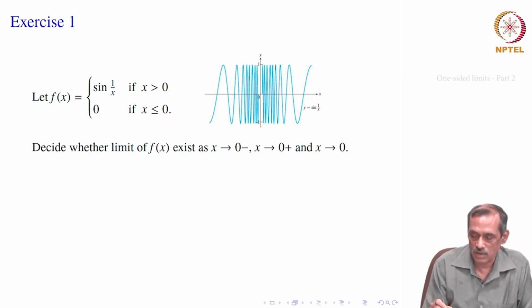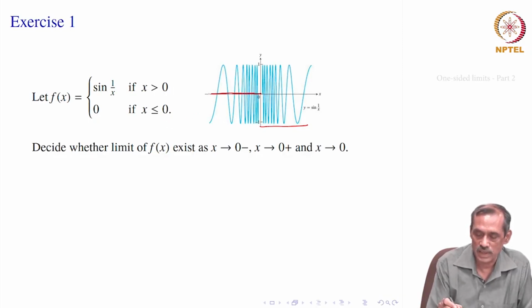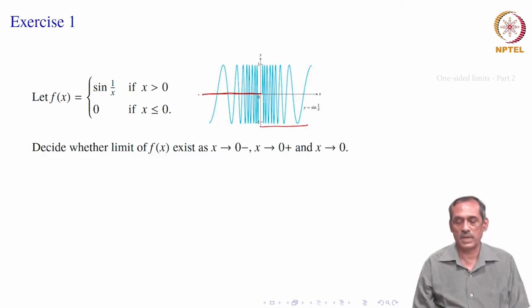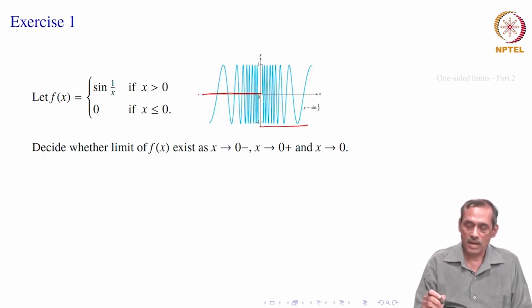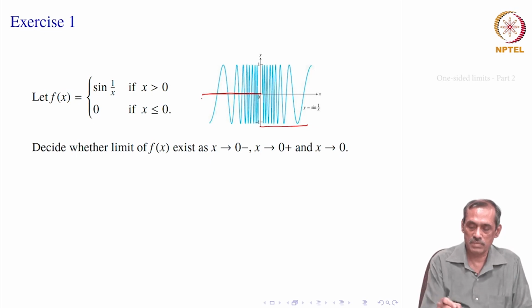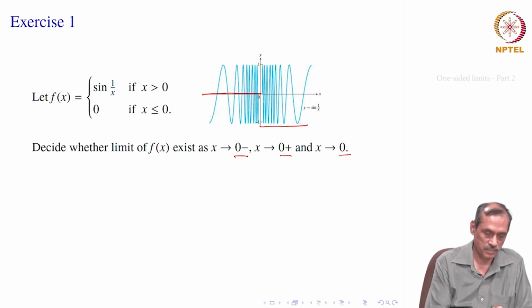For x greater than 0, this side it is alright, but on the left side, for x less than or equal to 0, the function is only this. So, that is a different function. On the right side it is like this, left side it is this way. So, now we are to find out whether the limit of f x exists as x goes to 0 minus, x goes to 0 plus and x goes to 0. That is whether the left side limit, right side limit and the limit exist or not.